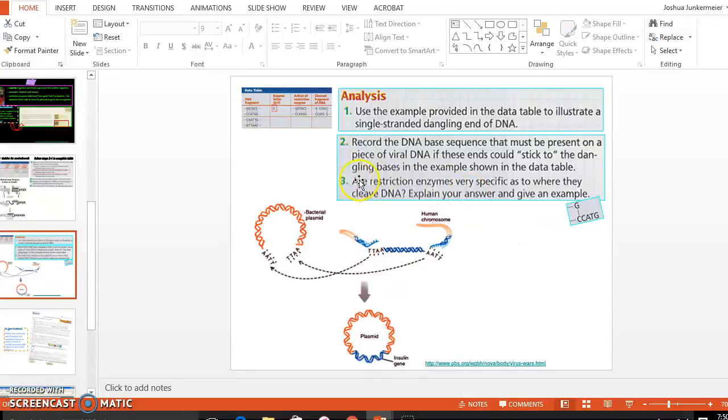It says, are restriction enzymes very specific as to where they cleave DNA? So the question just asked, are restriction enzymes specific to where they break bonds? Or can a restriction enzyme break any bond anywhere in DNA? And so it just says, explain your answer and give an example. So use this information from the table for you to write a response to that. Are restriction enzymes specialists? They'll only break bonds in certain areas? Or can restriction enzymes, can you use one to break a bond anywhere along DNA?